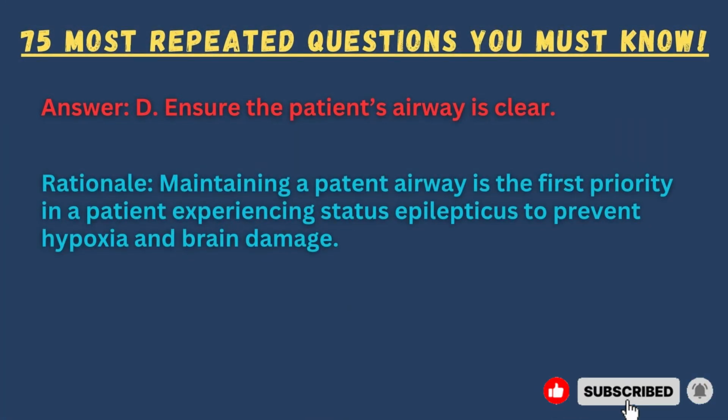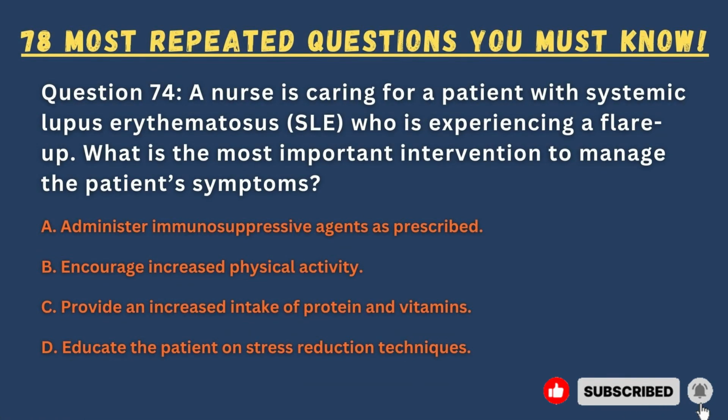Answer: D. Ensure the patient's airway is clear. Rationale: maintaining a patent airway is the first priority in a patient experiencing status epilepticus to prevent hypoxia and brain damage. Question 74. A nurse is caring for a patient with systemic lupus erythematosus, SLE, who is experiencing a flare-up. What is the most important intervention to manage the patient's symptoms?